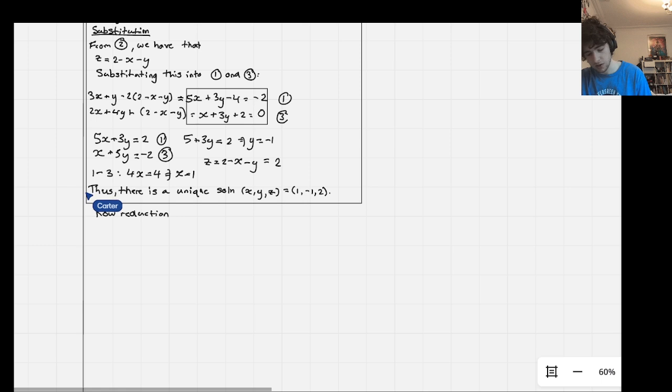So I'm going to take you through row reduction. First of all, the first step of row reduction is always to transform your linear system into an augmented matrix.